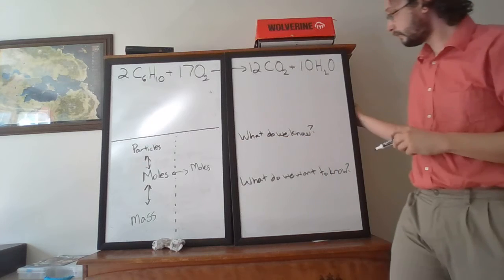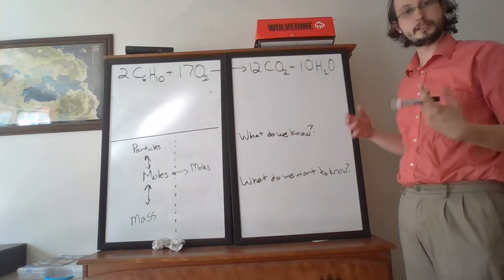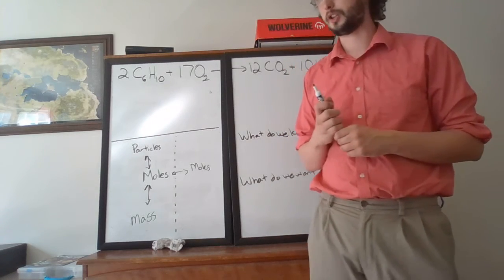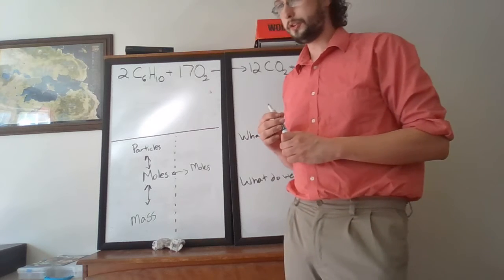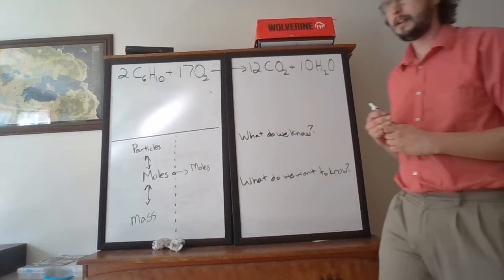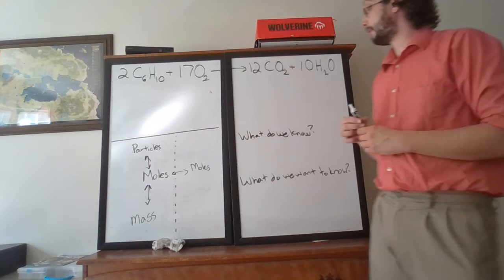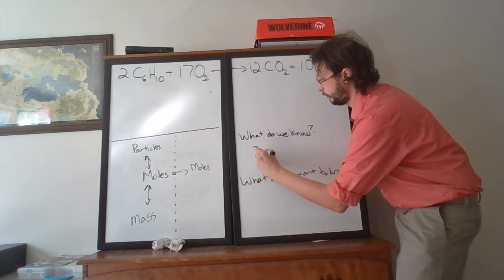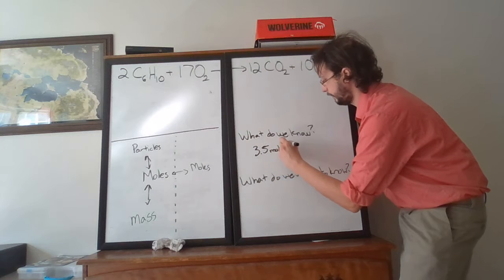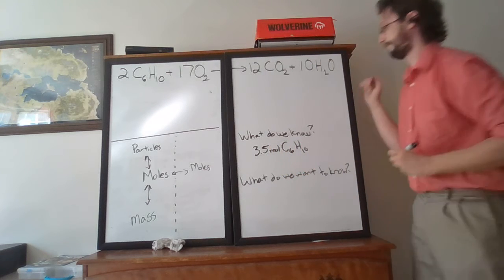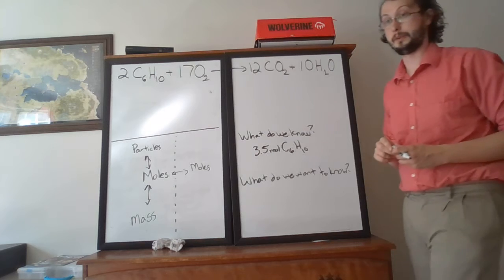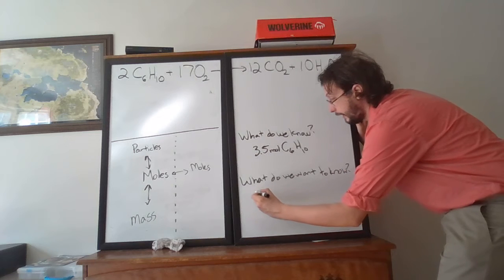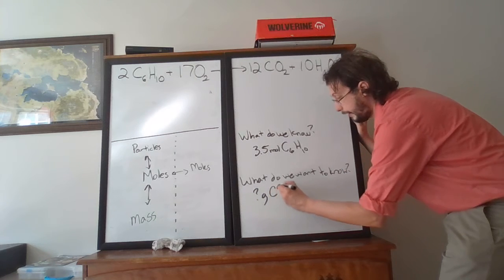So, we're going to start by breaking down the question to see what we're actually trying to solve with this problem. It says, if I do this reaction with 3.5 moles of hexane, how many grams of carbon dioxide will be formed? So what do we know? We look for the numbers, and we've got 3.5 moles of hexane, C6H10. What do we want to know? For that, we look for the question phrase, and we see it is how many grams of carbon dioxide. That's what we want to know.